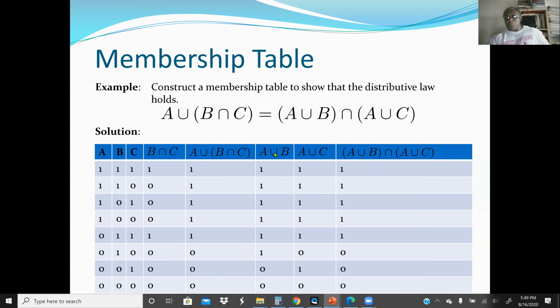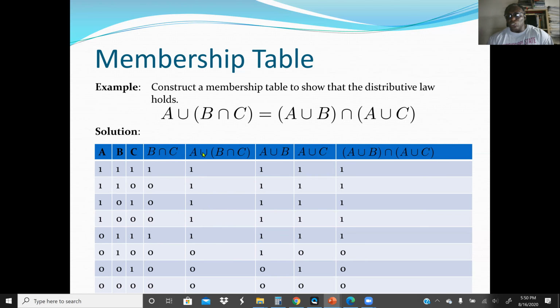And when you are doing multiplication, which is intersect, right here, we only get 1 if both of them are 1. If it's 1, 0, it's 0; if it's 0, 0, it's 0. So now we know B intersect C. So we have union here now: B intersect C plus A, and that will give us the answer here. So we get 1, since every A is 1 throughout. Next we have A is 0, but B intersect C is 1, so it's 1.